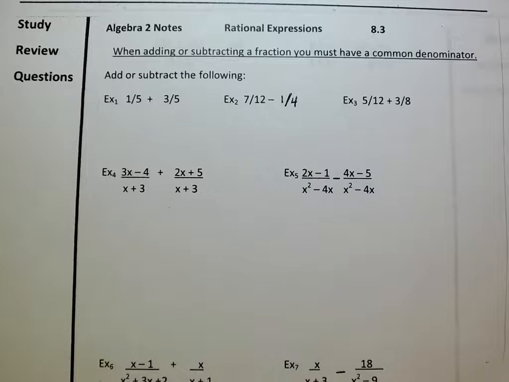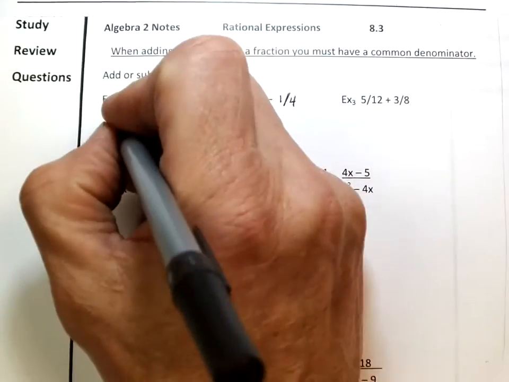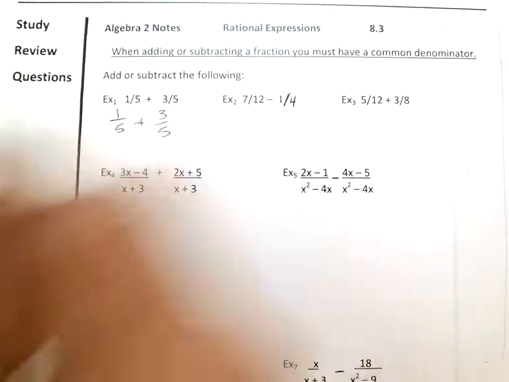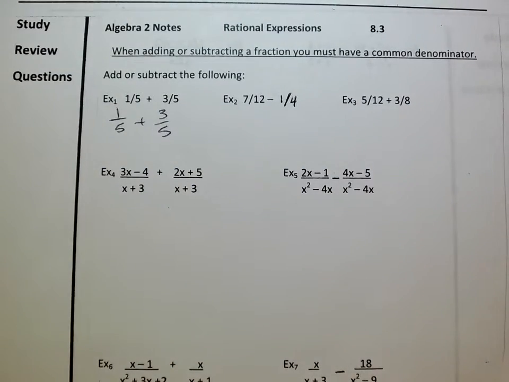Okay, here we go. So, example 1. Let's do example 1 first. So, let me rewrite it. It really is 1/5 plus 3/5, right? And so we know how to do this. We learned this way back in 6th grade.